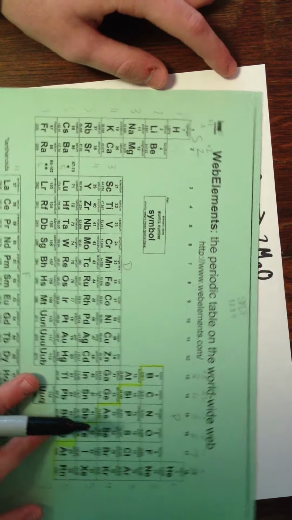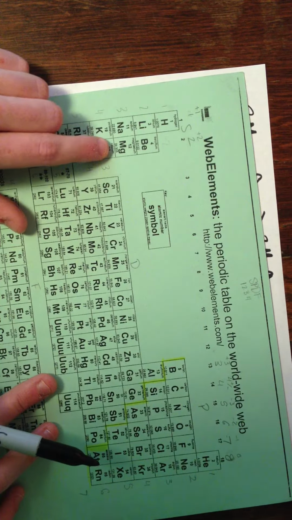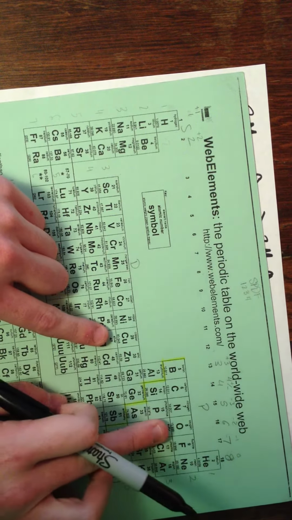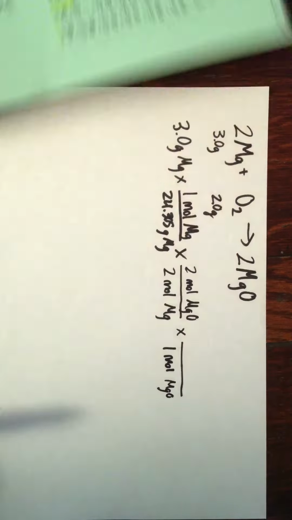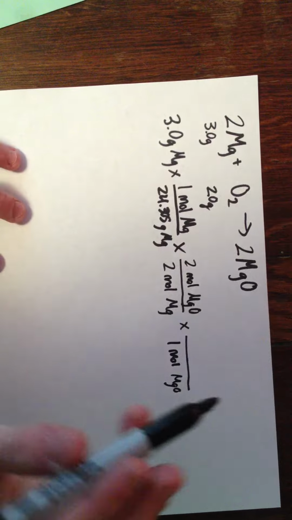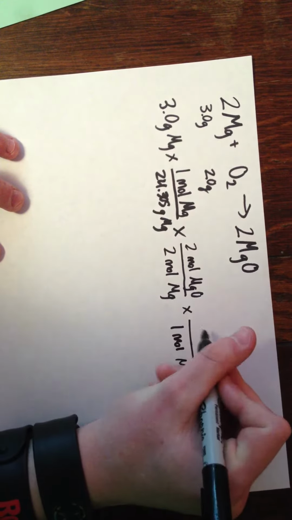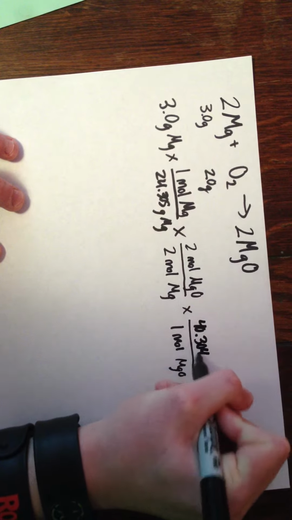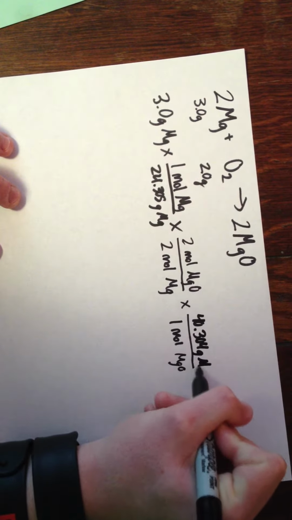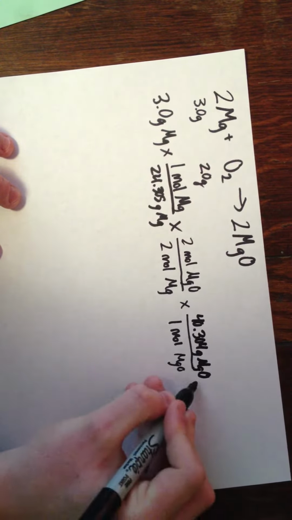So we have magnesium, which is 24.305, and we add that to the oxygen, which is 15.999. Don't round that up to 16, just leave it at 15.999. We add those up, and we get 40.304 grams of magnesium oxide.